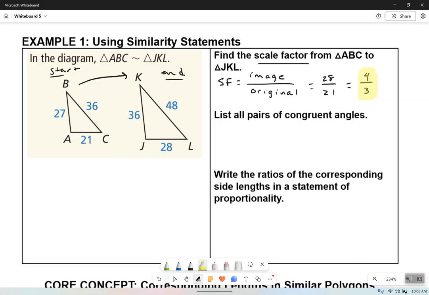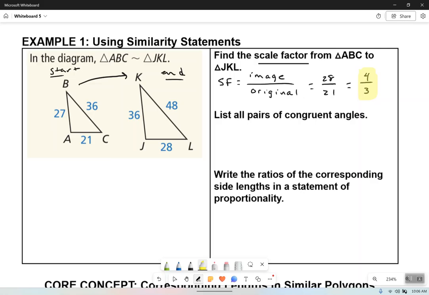More than 1. Does it make sense that our scale factor would be more than 1 starting here and ending here? Because the triangle got bigger, okay? It was an enlargement, all right? So scale factor, kind of take your ending distance over a starting distance. Can you handle that? Okay.